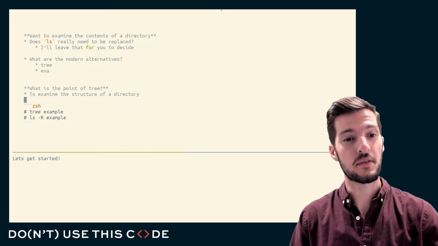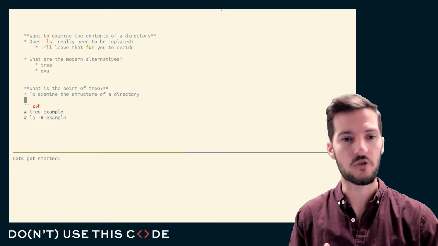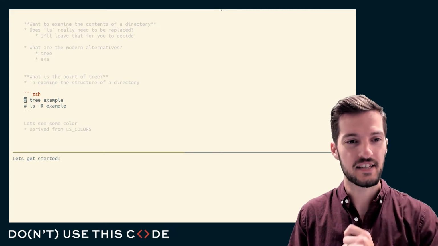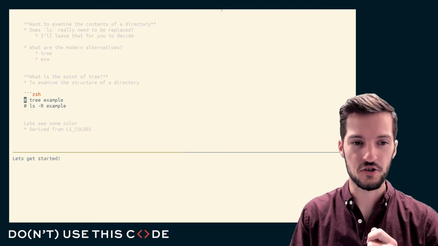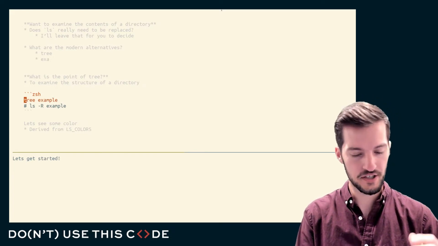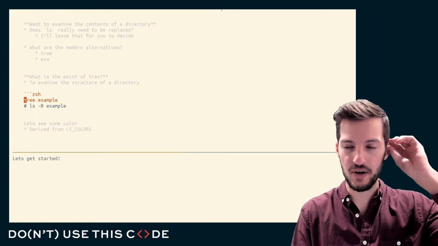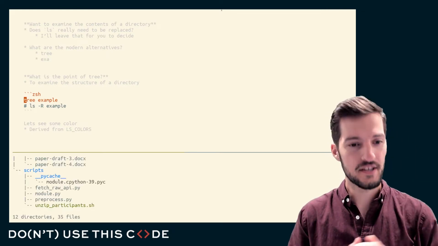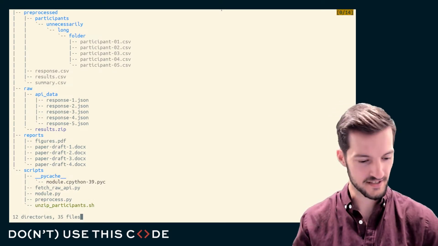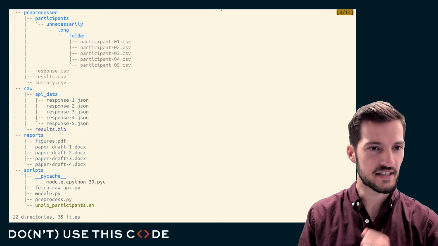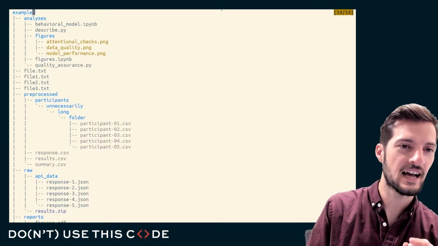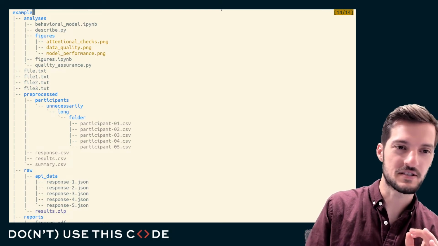And the thing about tree, what sets it apart from ls or even exa, is that it allows us to examine the structure of a directory, not just the contents. So I have an example with tree here. An example is just the name of our parent directory. And when I run this, we see that we get this very nice output. Look at this. I can see everything that's in this directory. It is very nicely color-coded. I can see the entire structure of it, which is fantastic.